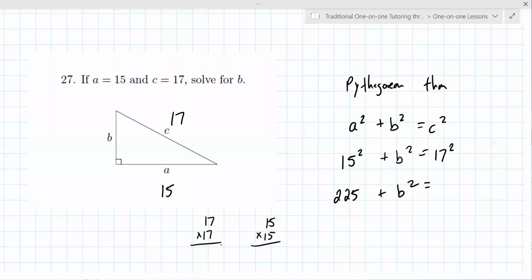Okay. So now in here, 225 plus b squared, you're saying? Yep. I'm waiting on you to tell me what 17 times 17 is. Yes, exactly. And you're welcome to use a calculator or do it by hand. Either way is fine. You've got to get the right number though. 289.